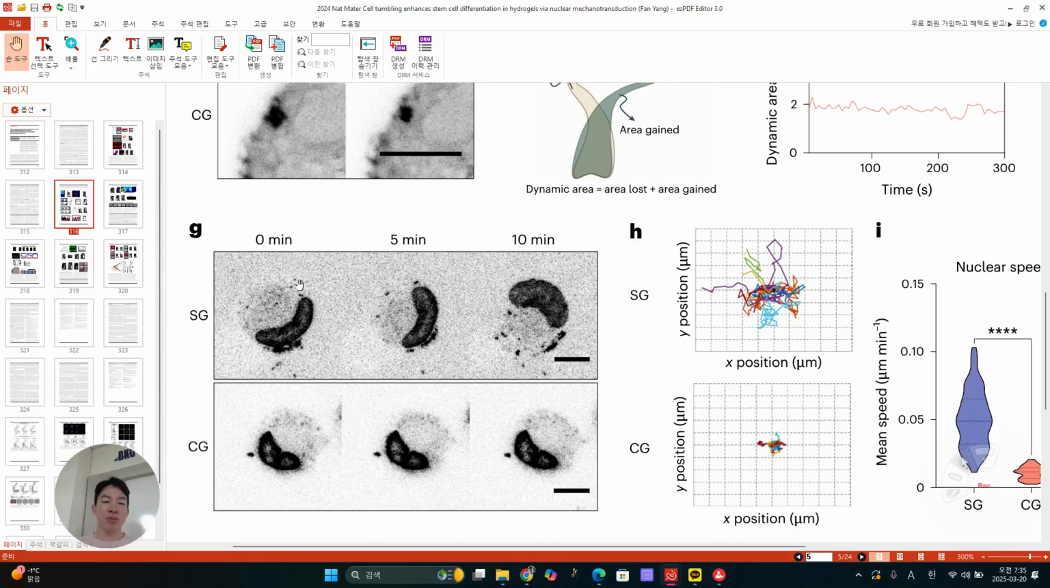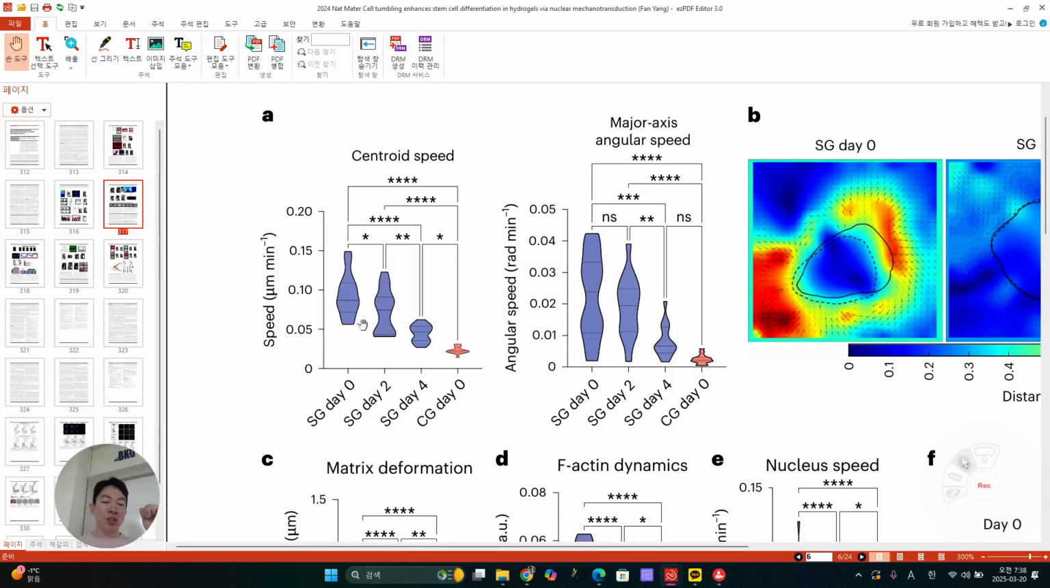So actually, they track all the time from day zero. They do it right after adding the cell in the gel, the same day, called day zero. And then they track right after embedding the gel, and then 48 hours later, 96 hours later. And then for CG, in the supplementary, they also track 0 to 4 from CG. Speed is going down, but always higher than CG. Angular speed as well, right?